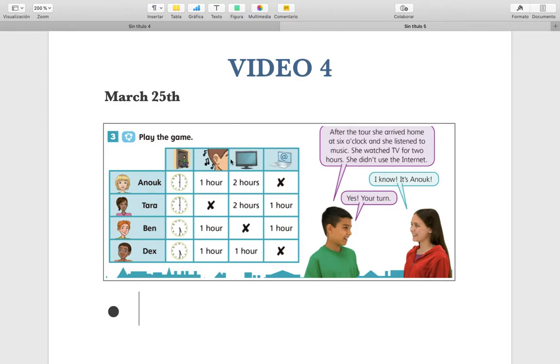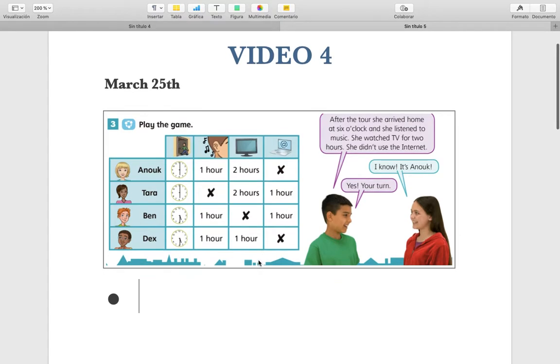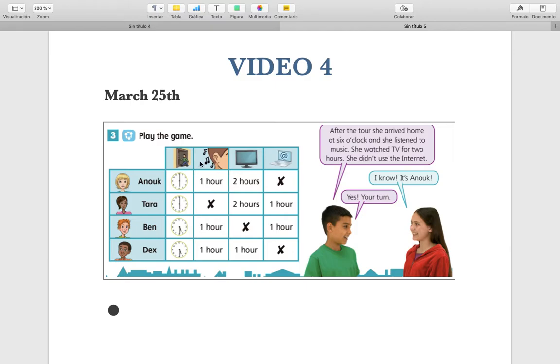And this morning we will work with classbook page 41, the last activity of the page. I'm going to explain the activity. We have Nook, Tara, Ben, and Dex. And we have here 4 different things that they do along the day.